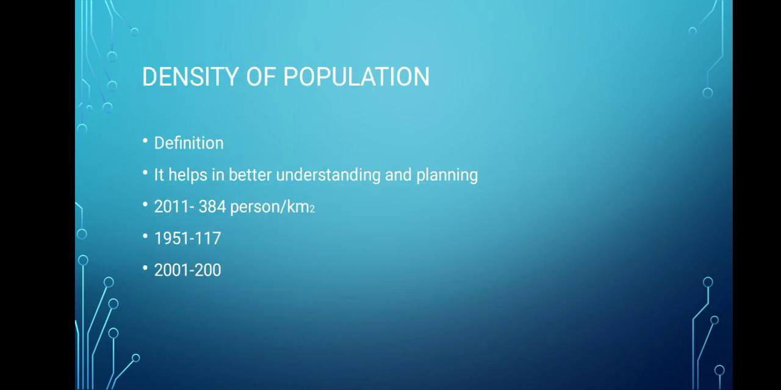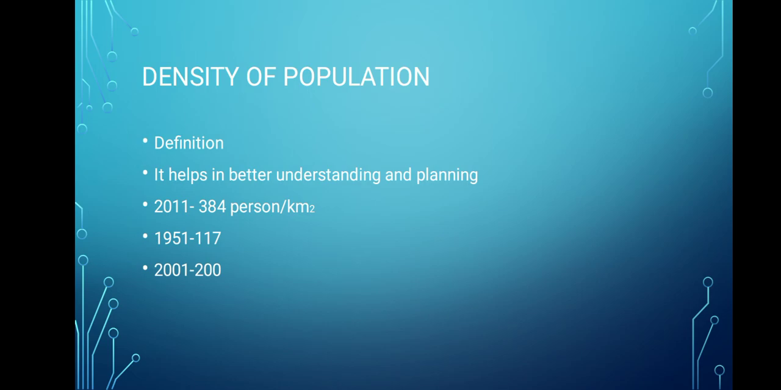Now, density of population. First, you should know what density of population is. Density of population means the average number of people in a unit area. Unit area means how do we measure it? Suppose how many people live in 1 square kilometer.